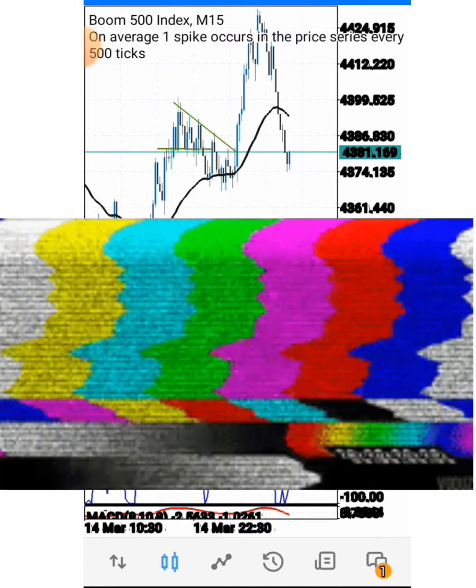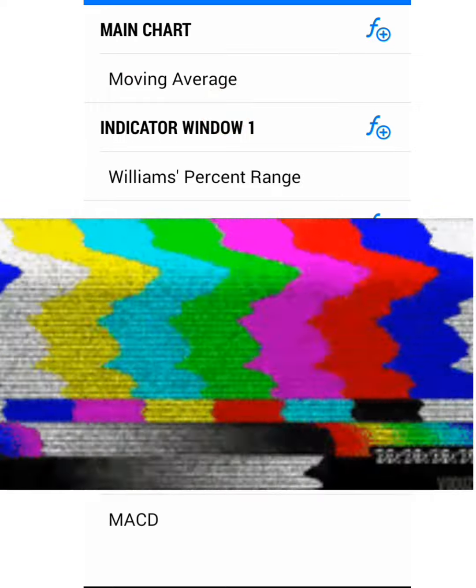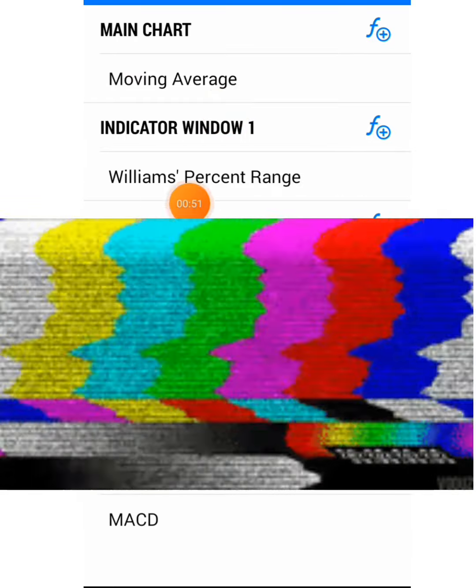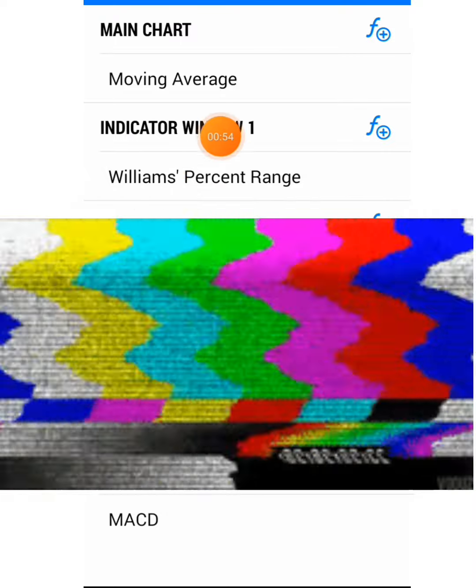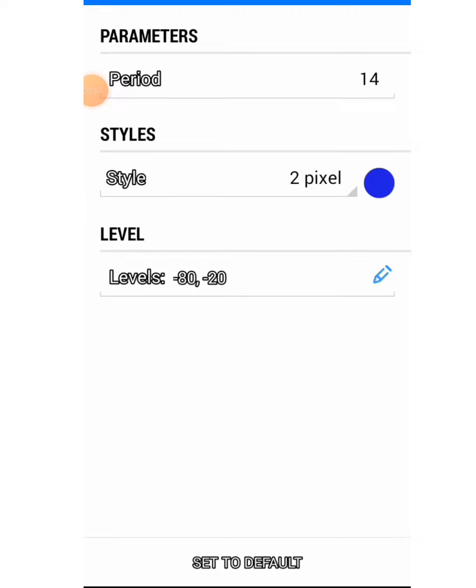I'm only using this Williams Percent Range, this one on indicator 1. That's the only indicator I'm using. So let me click on it. I'm using period 14, with a pixel width of 2, that is style 2 pixel, and blue color. You can use any color of your choice, depending on what you can see on your chart.